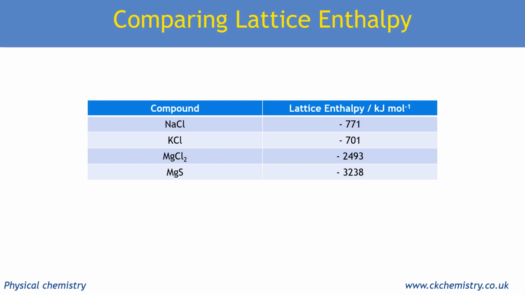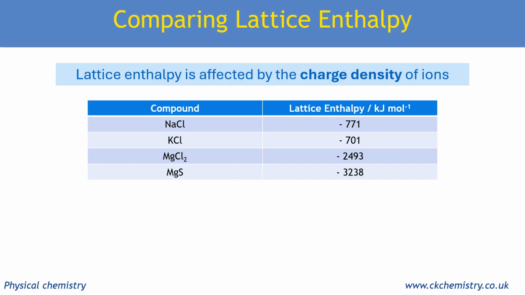So lattice enthalpy is affected by what we call the charge density, and charge density is just about the charge on the ions. That could be the positive or the negative ion, so whether it's +1 or +2 or -1 or -2, and also the size of the ions, or the ionic radius. That is because the smaller the ion is, the closer it can get to other ions, and therefore the stronger the attraction between them.